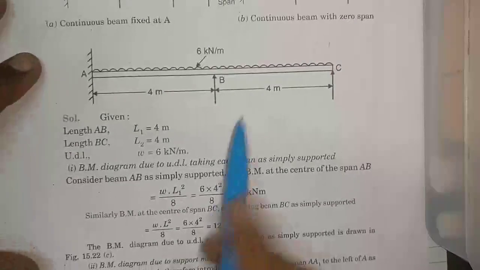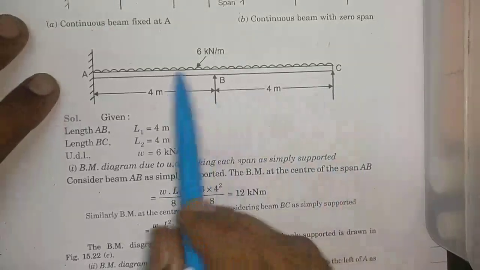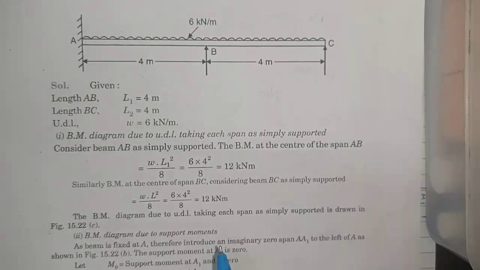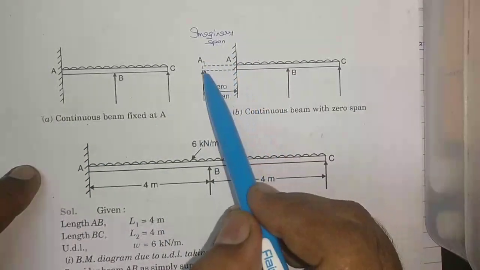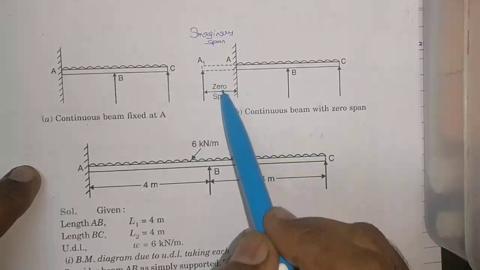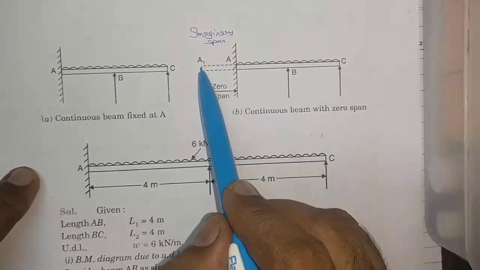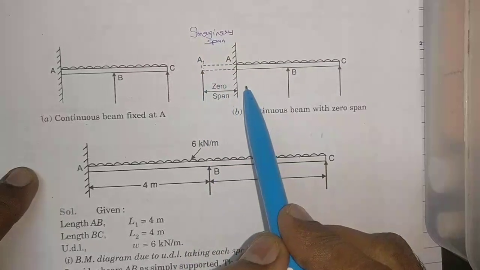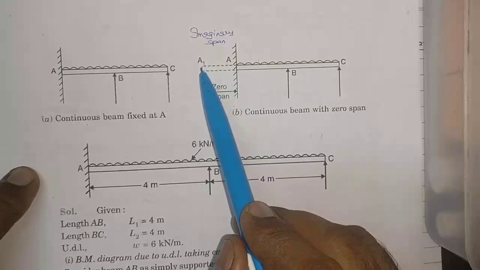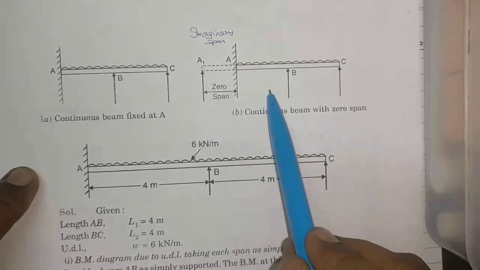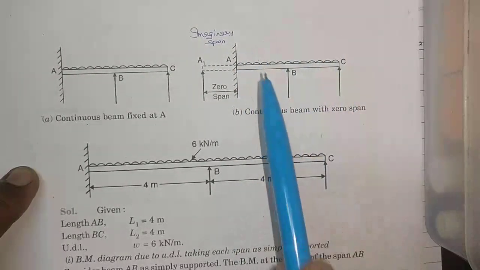You need to find out the moments at different points. If you want to apply Clapeyron theorem, that is the three moment theorem, then in this type of problem, as I explained in the class, we have to assume one imaginary span, which is actually a zero span. Then we apply the three moment theorem first for A1 A B, and next for A B C. When you apply it for A1, A and B you get one equation, and when you apply it for A B C you get one more equation.